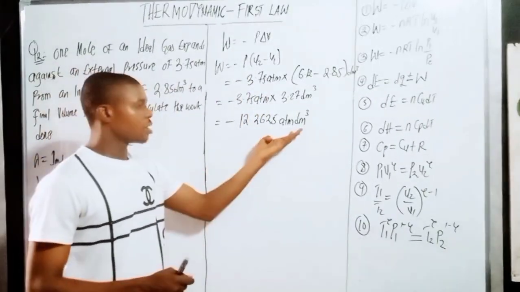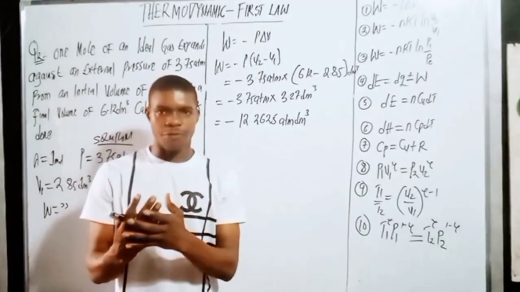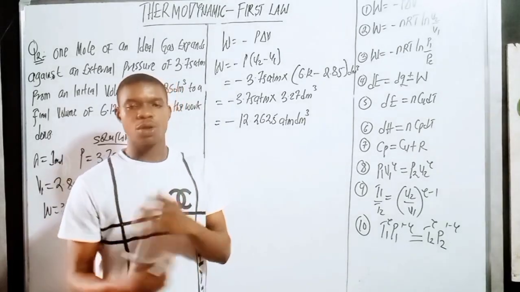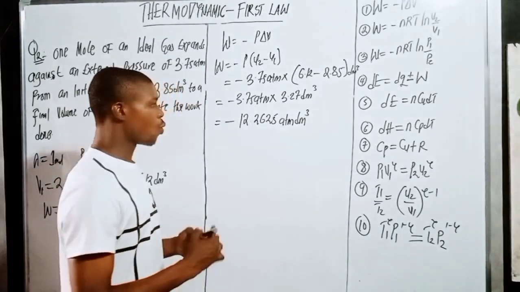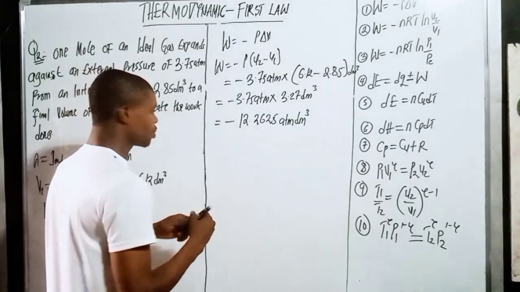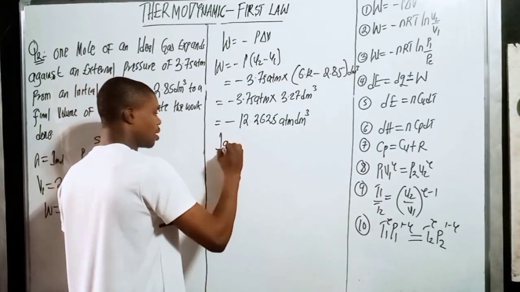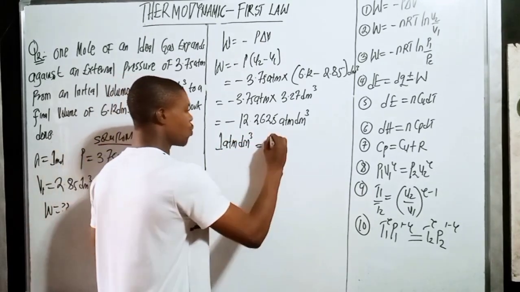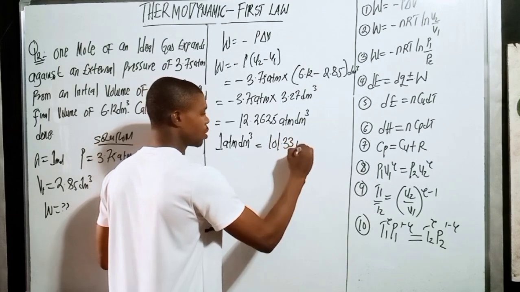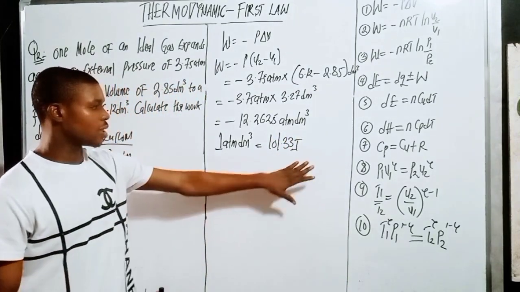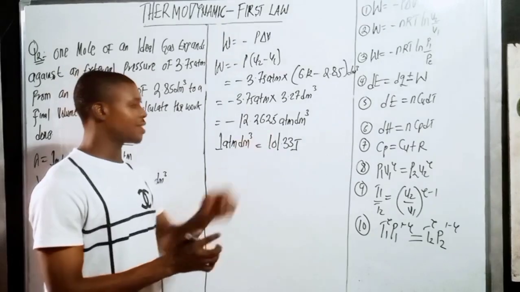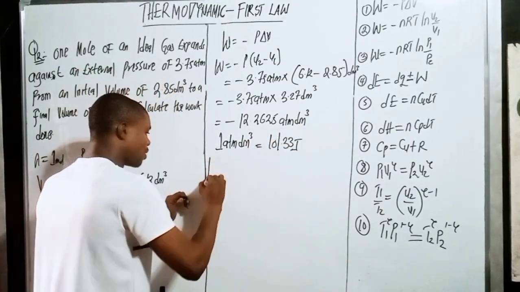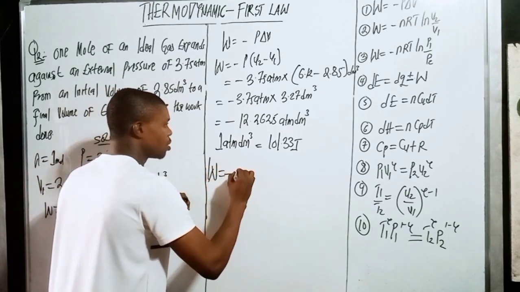Now, remember, atm dm cube is not the unit of work. So you need to convert atm dm cube or atm liter to joules. So what is the relationship? So here we have 1 atm dm cube or liter is always equal to 101.33 joules. Do you understand? So you need to understand this here. So we are converting atm liter, atm dm cube to joules.